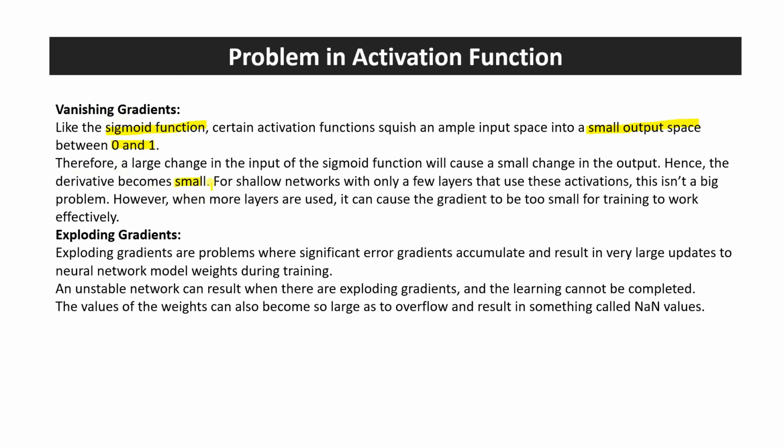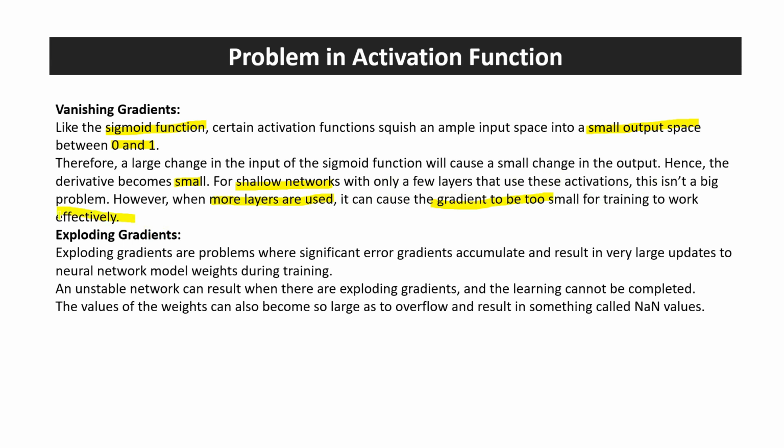You can see the derivative became small, for a shallow network with only a few layers that use this activation. Because we know that sigmoid and tanh are used just for shallow networks. I mean, sigmoid is basically used in the last layer, and tanh is also used as kind of the ReLU. So this is not a big problem. However, when more layers are used, just like 40 or more, it causes the gradient to be too small for the training to work properly.